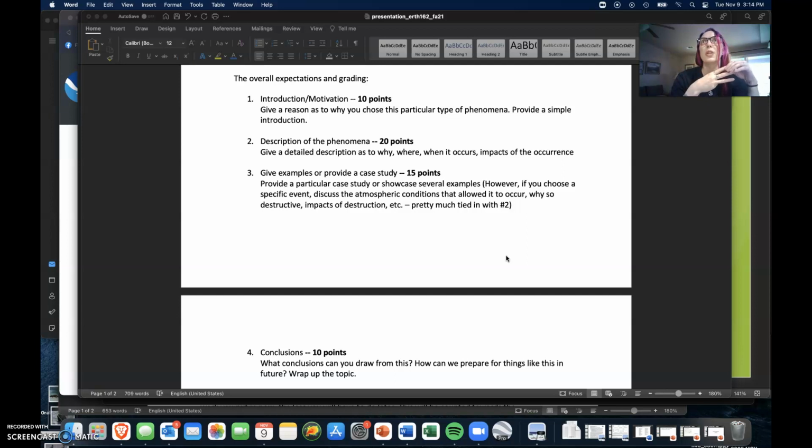Or if you choose hurricanes, then you could maybe pick one hurricane that stood out to you, and you can showcase that one as your example or case study. Also, if you are choosing a specific event, so say you're like, I really want to do Hurricane Katrina because my family was displaced from New Orleans because of Hurricane Katrina, that means these two sections, the descriptions and the examples, are very much tied together, as opposed to being two separate spaces. So you would just provide a bit more details if you're doing a specific event. But if you're doing a specific event, then there's likely to be a ton of details with that.